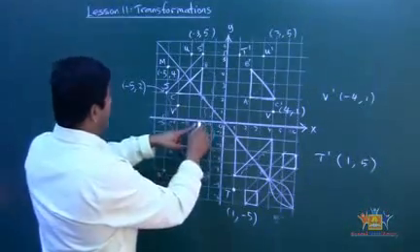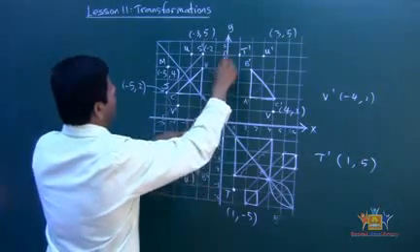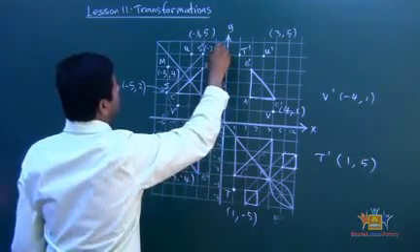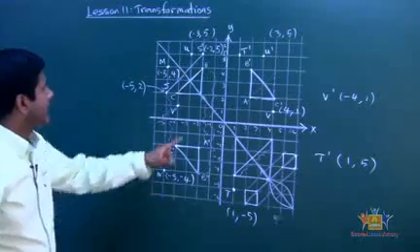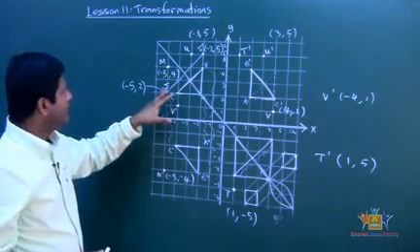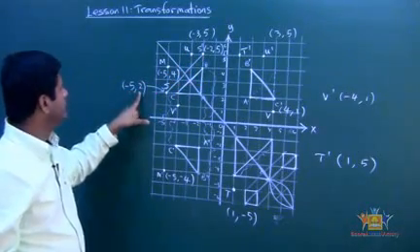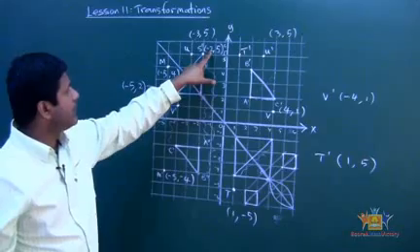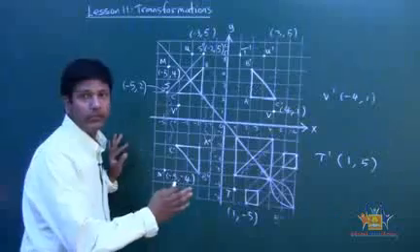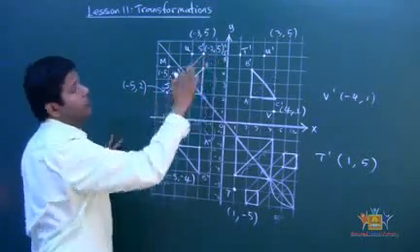So -2, 1, 2, 3, 4, 5. -2, 5. Now look at this, the object and the image coordinate. -5, 2, and this time it becomes -2, 5. So it's very important. See that? -5, 2, -2, 5.